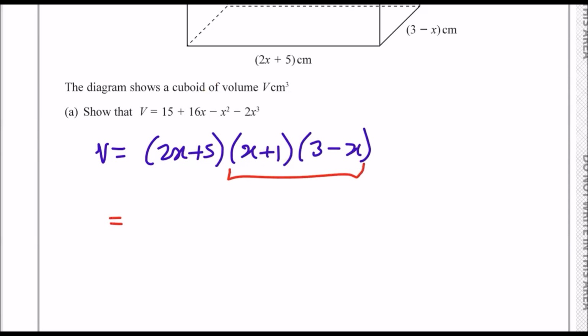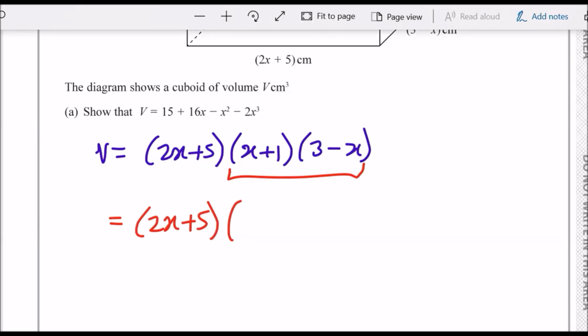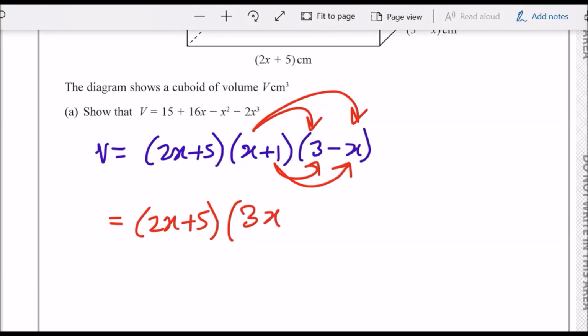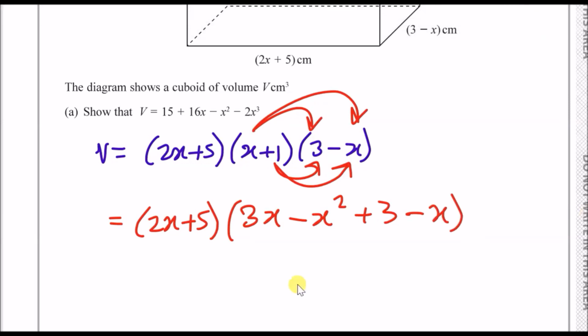So let's go ahead and expand these two, yeah? So we're going to leave 2x plus 5 alone. To expand this side, let's multiply it term by term, yeah? So we can say x times 3, x times minus x, 1 times 3, and 1 times minus x, okay? So when we do that, we're going to have 3x, x times minus x is minus x squared, plus 3, and then 1 times minus x is minus x. And then go ahead and simplify this, yeah?